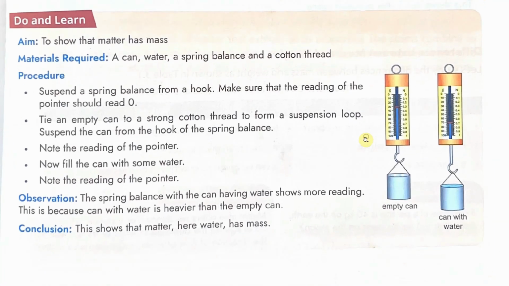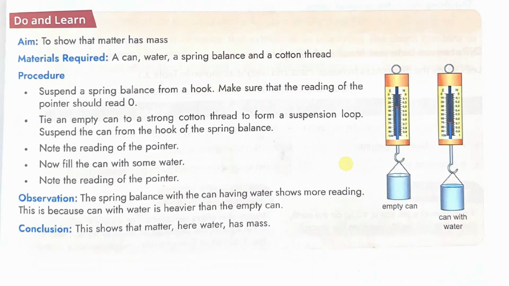To show that matter has mass, let's do another experiment. A can, water, a spring balance, and a cotton thread are all that are needed. We suspend a spring balance from a hook. We make sure that the pointer reads 0. Then we tie an empty can to a strong cotton thread to form a suspension loop. We suspend the can from the hook of the spring balance. Now, note the reading of the pointer.